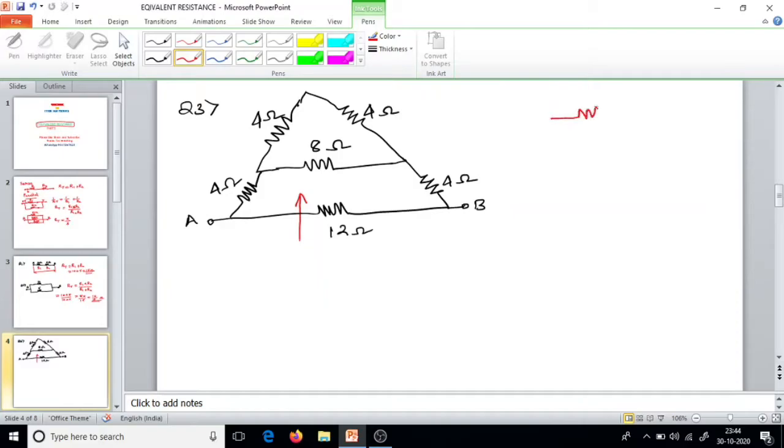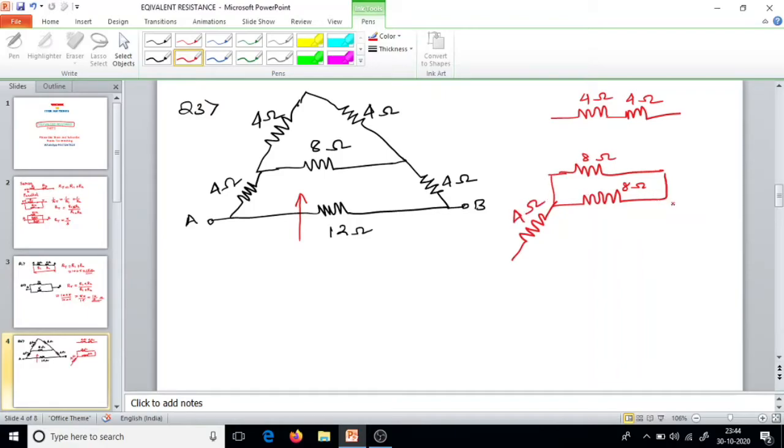So this can be simplified: 4 ohm and 4 ohm in series will become 8 ohm. So we'll draw it as 8 ohm, in parallel with another 8 ohm. Then we have here a 4 ohm resistor, and here one more 4 ohm resistor, and here we have a 12 ohm resistor.